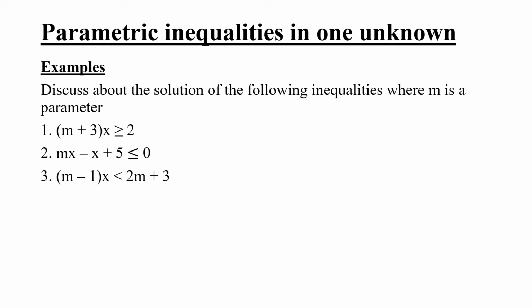Today I want to talk about parametric inequalities in one unknown. Parametric inequalities are defined as inequalities with certain parameters. We have to solve the inequality, and then discuss the solution. In parametric inequalities we have three cases. The first case is where you have an equal sign. The second case is where you have an inequality sign which is greater than, and the last case is where you have an inequality sign which is less than.